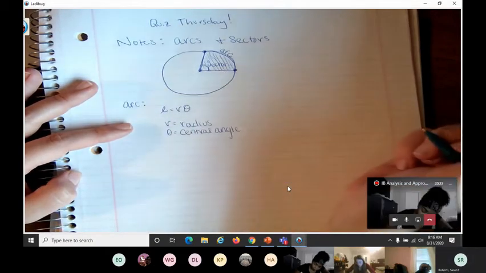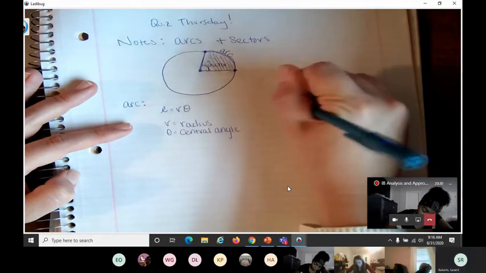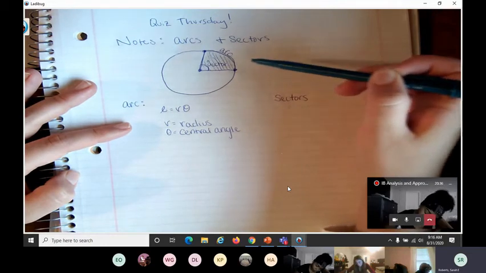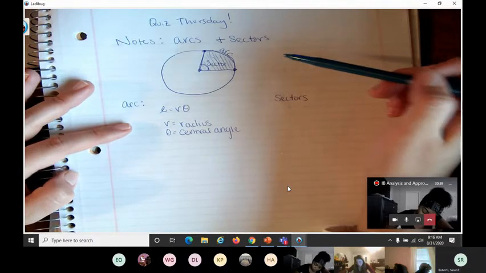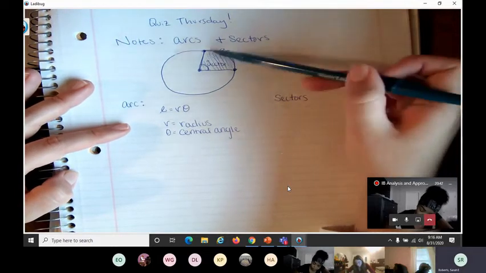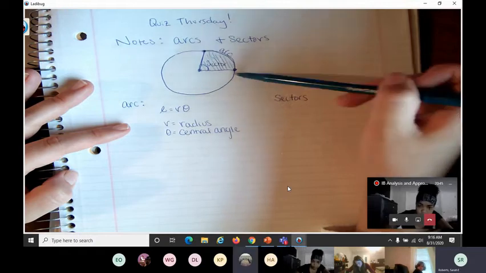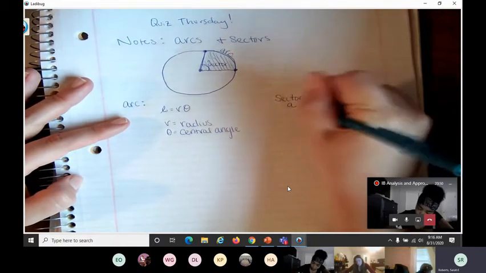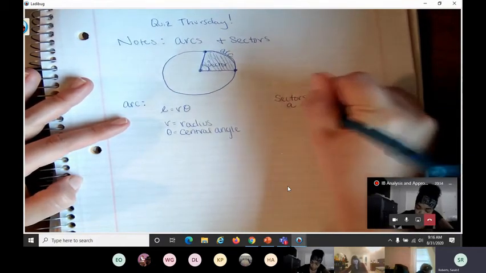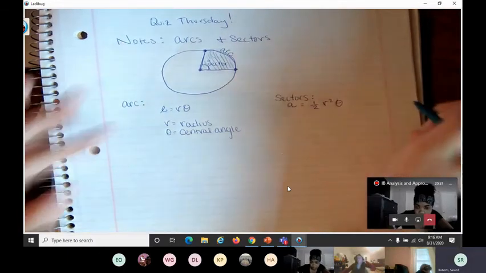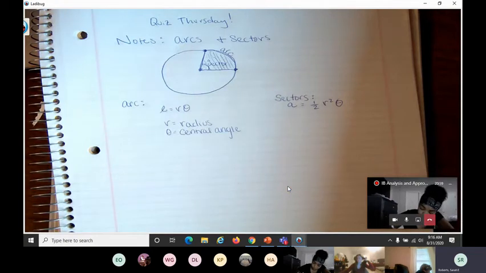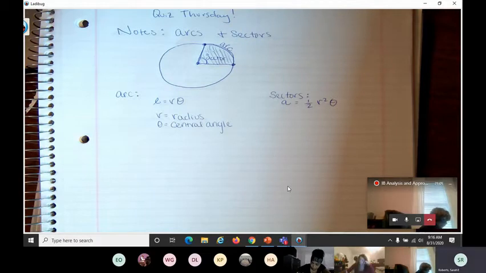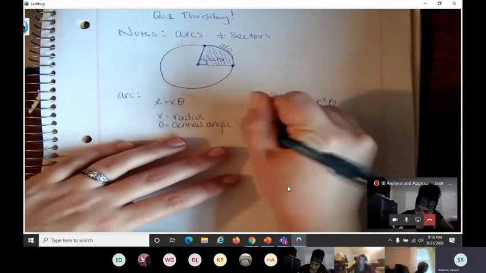Okay. Now for sectors, so for arcs, we were looking at length. What type of thing do you think we're looking at for sectors? Area. Yeah, we're looking at area for sectors. So the area for our sector is going to be equal to 1/2 r squared theta. Again, r is your radius, theta is your central angle. Also, your central angle always has to be in radians.